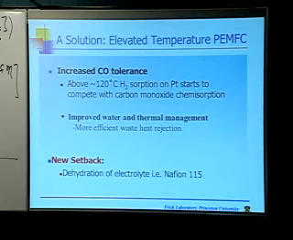So this is a great thing to do. There's only one problem. It doesn't work. It doesn't work in that you take your cell up to 120 degrees and you evaporate the water out of your Nafion and no fuel cell anymore.